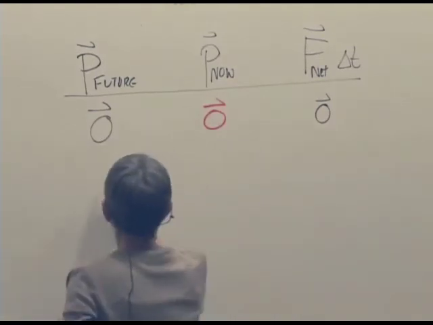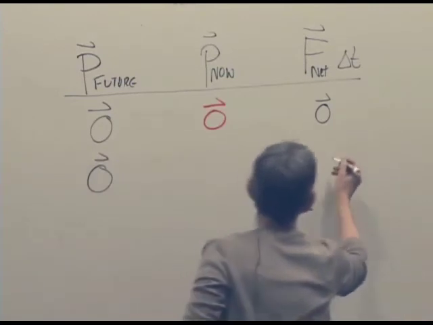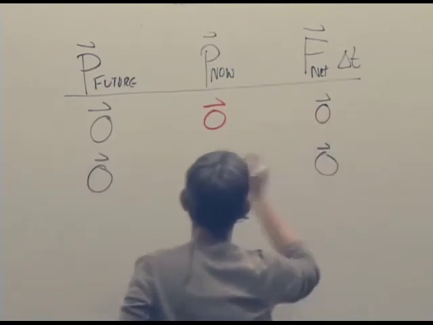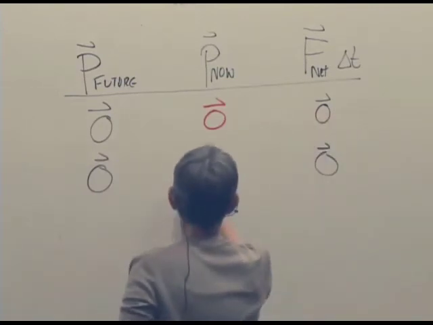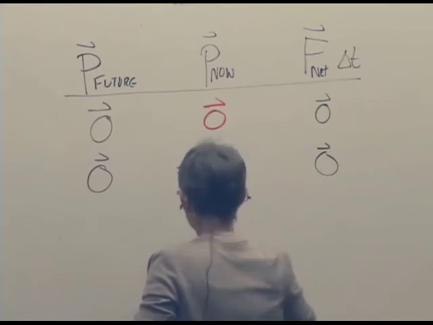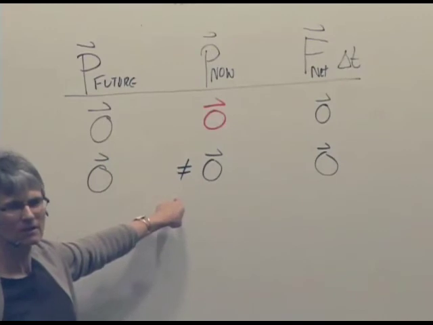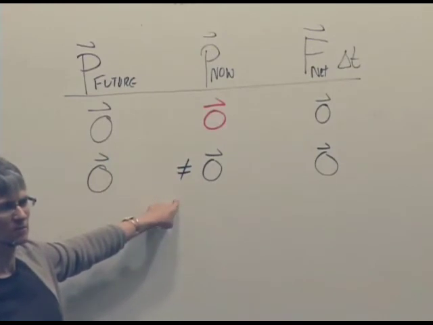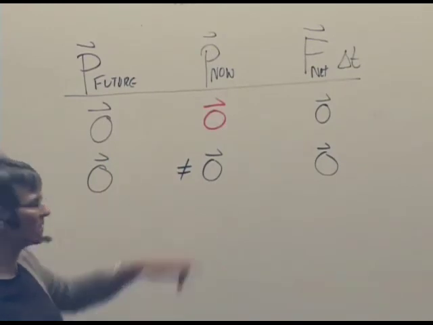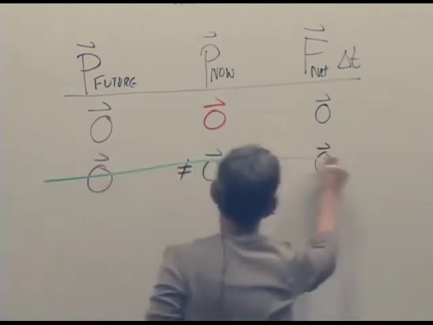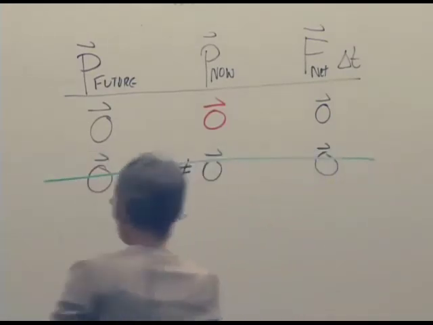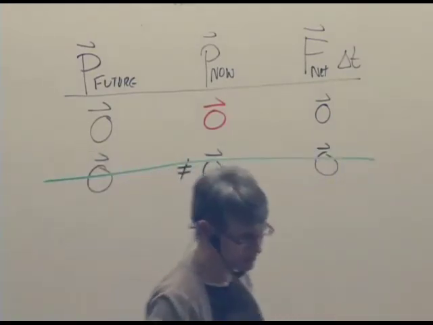Suppose I say that the momentum in the future is 0, the net force acting on something was 0, but the momentum now is not 0. Is that a possibility? It's not, is it? It's just not possible from that equation, so we can rule it out.